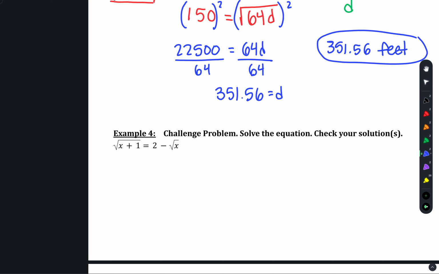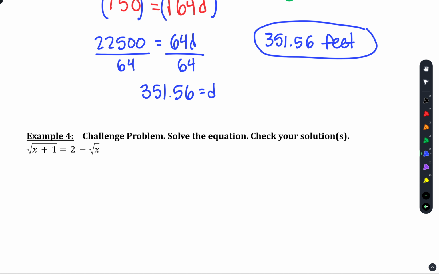Last one. This will not be on your homework. I'm not going to actually test this on you, but it may show up as a bonus problem. If it does show up, let's lock in on this. Ready?